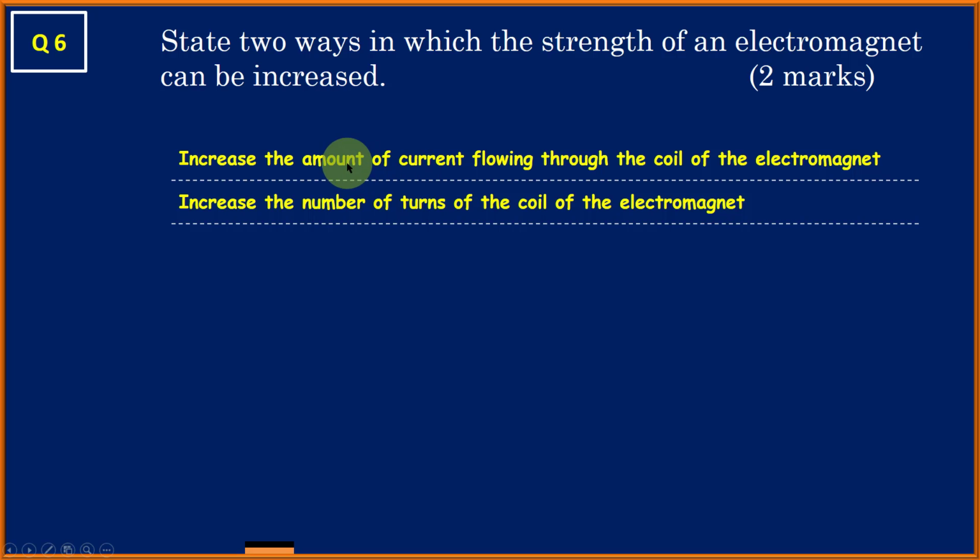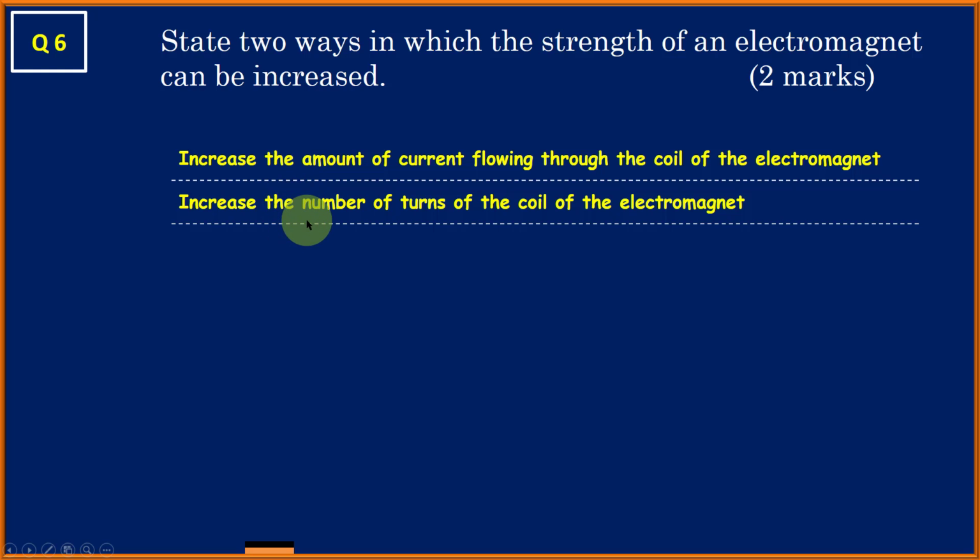And over here, when we talk about amount of current, although you can be given a mark by saying increase the voltage of the battery, because it ends up increasing the current, when you say increase the voltage, it could have other effects in addition to increasing the current. So go direct to the amount of current flowing through the electromagnet.